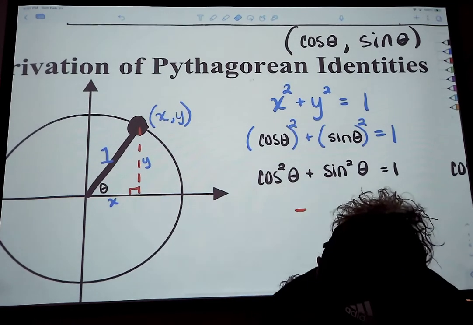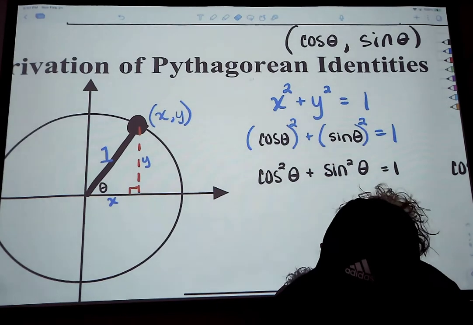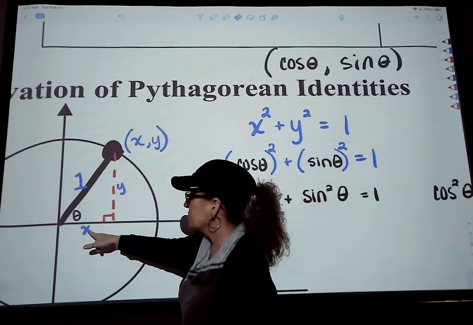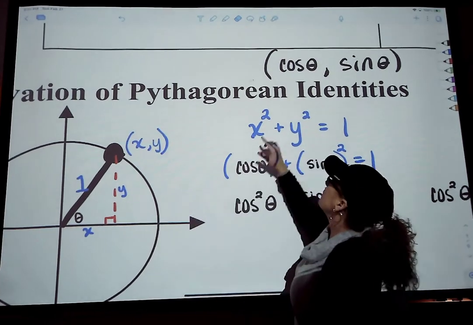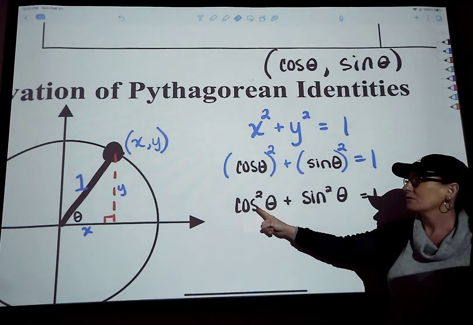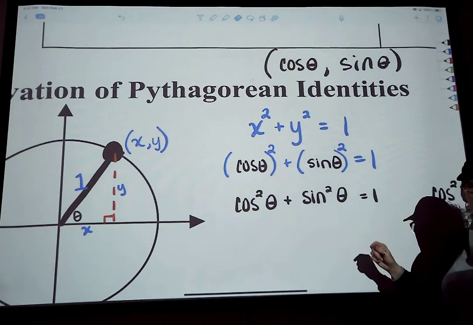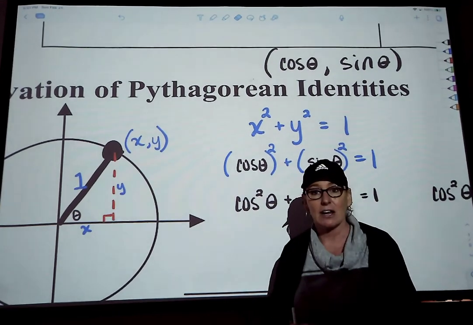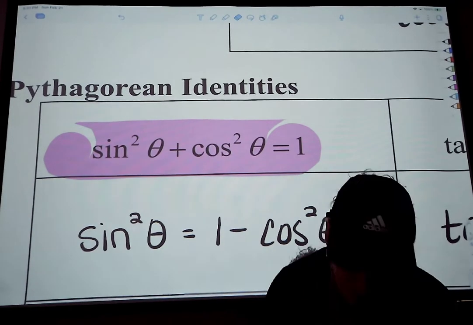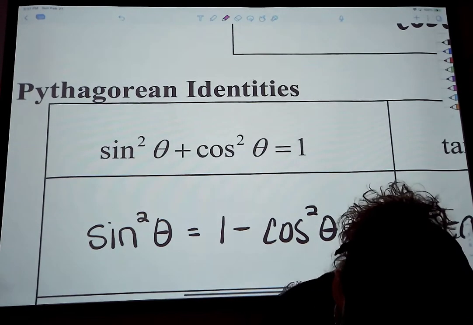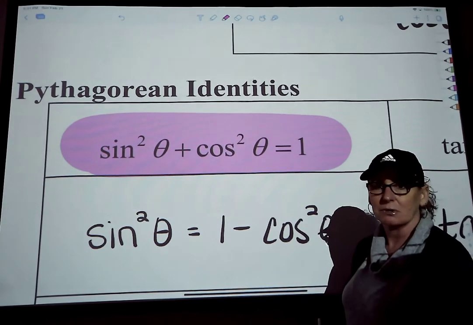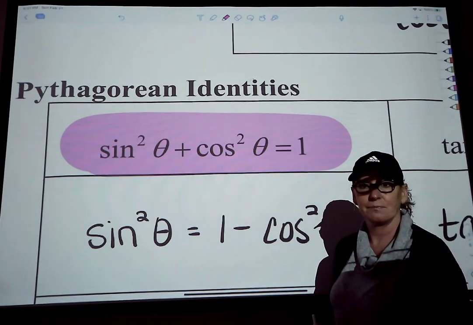All right. So, there we go. Because of the unit circle and the relationship that x and y have, and because the x is cosine and the y is sine, we now have cosine squared plus sine squared equals 1. There you go. That's our first Pythagorean identity. You have to memorize that. First identity: sine squared plus cosine squared equals 1.